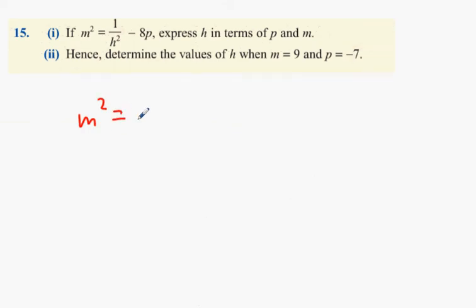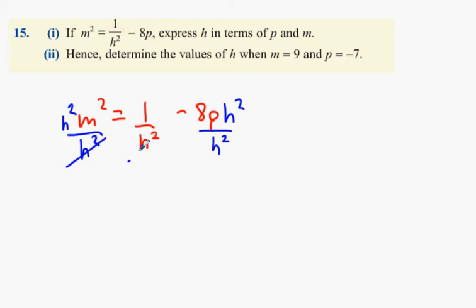m squared equals 1 over h squared minus 8p. Can anybody in class tell me what's stopping me from doing anything at the moment? Apart from the squares, same common denominator. I keep asking you, change the common denominator straight away. If I put an h squared on the bottom, top, this one already has an h squared. Bottom and top cancel. And then what letter do I want on its own? h.